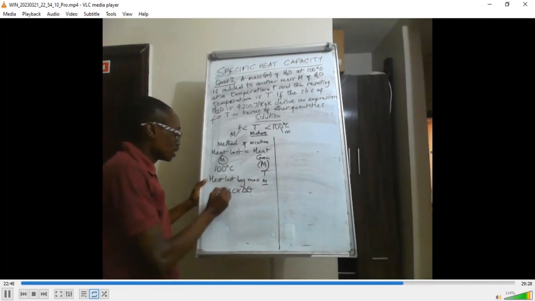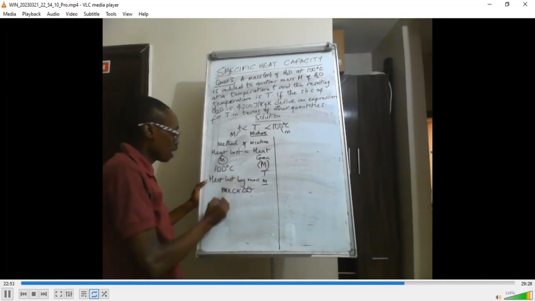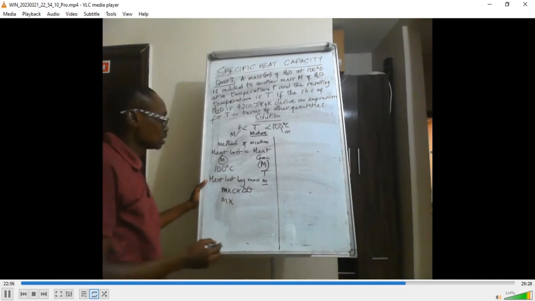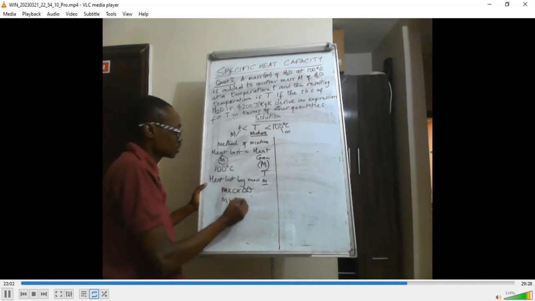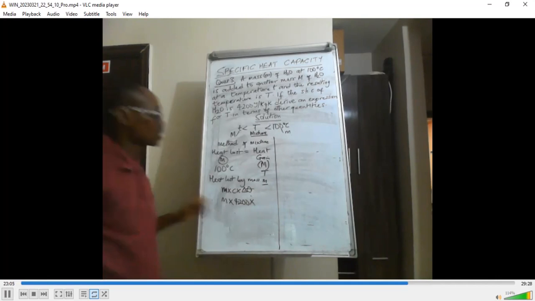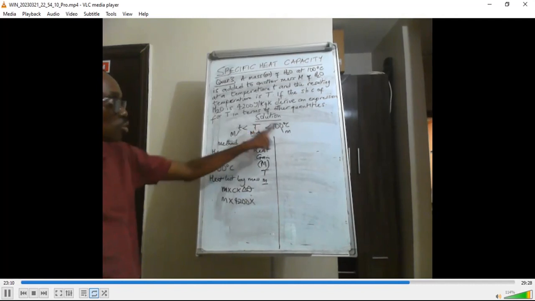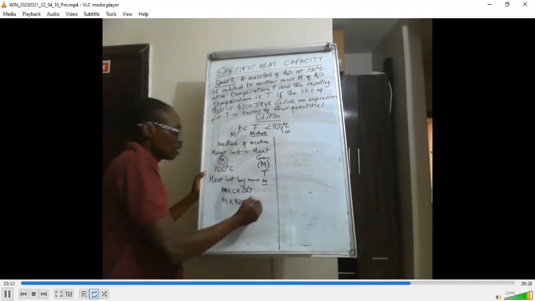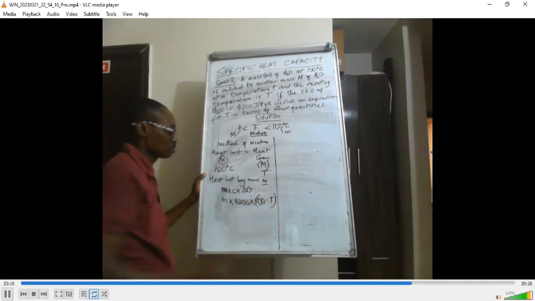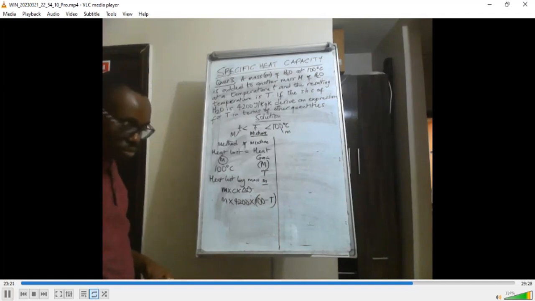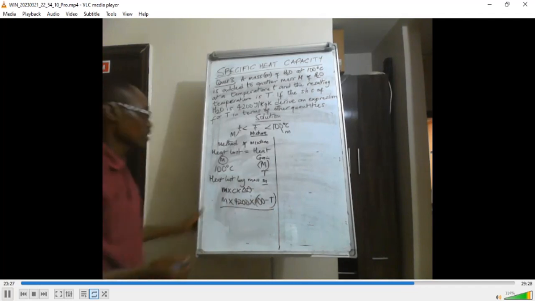So the mass of the liquid is small m. The specific heat capacity of water is 4,200, so you put 4,200 here. Then the temperature change: the final temperature of the mixture is T, and the initial temperature of that liquid was 100. Since 100 is bigger than T, we're going to have 100 minus T. So let's leave it this way for now. So heat.